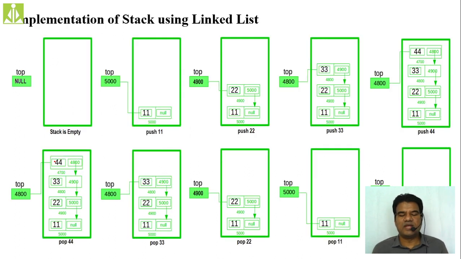So as you can see over here, just now I have shown you this complete implementation. Over here the top is null. If the top is null, that means you don't have any elements inside the stack. Implementation of stack using linked list. So as you can see here, my top is null, so I don't have any elements inside my stack. When you push the first element, whose address is 5000, the address is very, very important. You have to note this address.